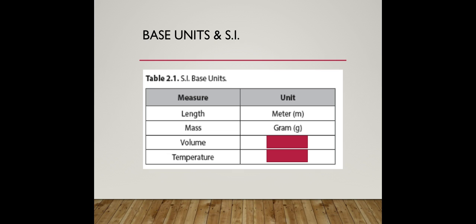When we measure mass, we do that in grams, and that is designated with a lowercase g. Volume is measured in liters with a capital L. And temperature is measured in Celsius with a degree C, meaning degrees Celsius.